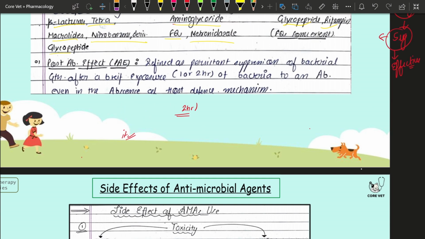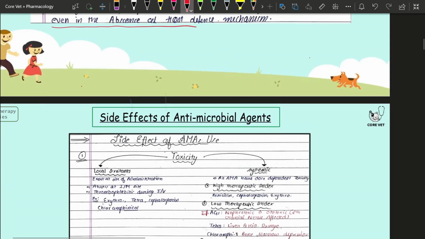You can look at the definition: it is defined as the persistent suppression of bacterial growth even after a brief exposure, say 1 to 2 hours, of a bacteria to an antibiotic, even in the absence of the host defense mechanism. So I have told you the concept and the definition, you can just look at it.